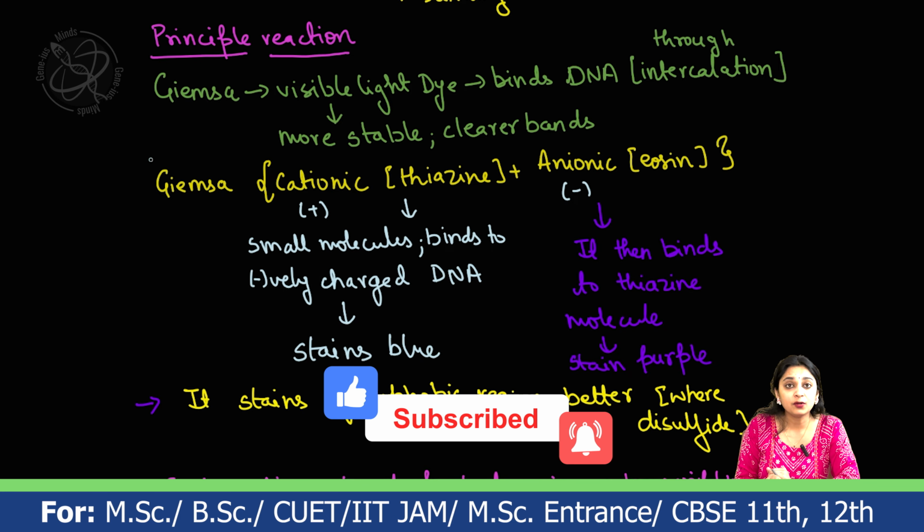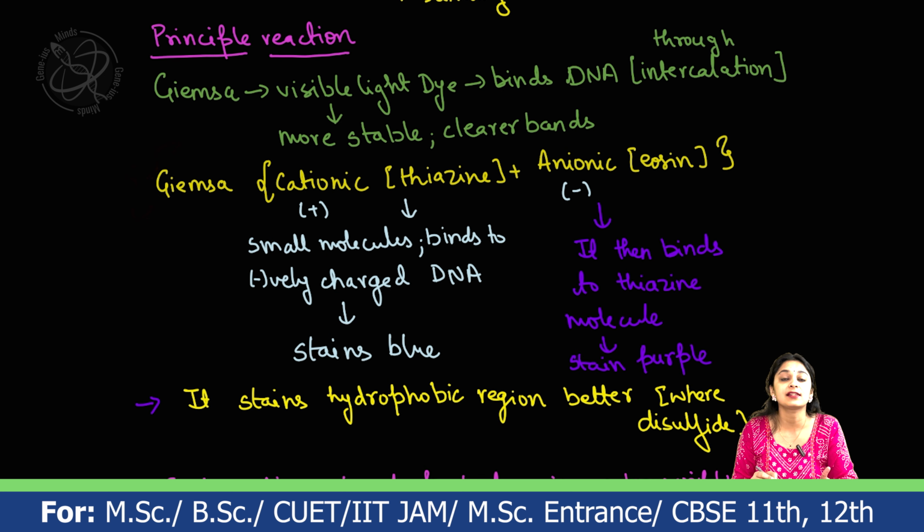Now based upon this, a very important point: the Giemsa stain contains both cationic and anionic species. Thiazine is the compound which gives the cationic, that is the positive, charge to this stain, and when we talk about the anionic one, eosin is the stain which provides a negative charge. So now what is happening? The principle behind this.